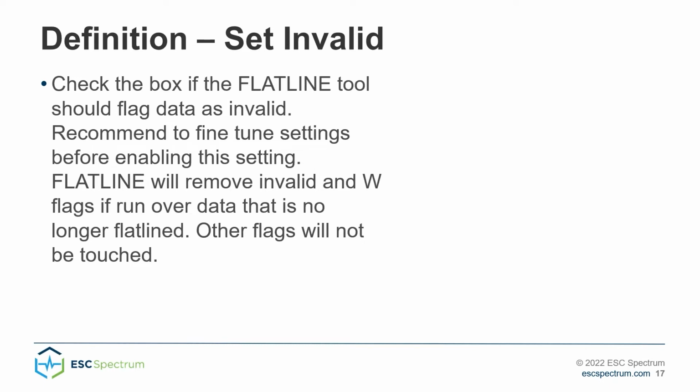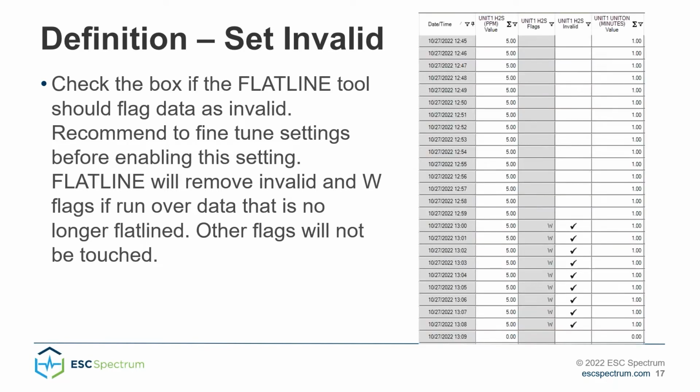So the next setting is set invalid. This is just a checkbox within the Flatline settings, and you check the box if the Flatline tool should flag data as invalid. In the examples I've been showing, whenever I've had this setting enabled, that controller flag of W is being applied to the data whenever there's a flatline period that was detected, as well as that invalid setting.